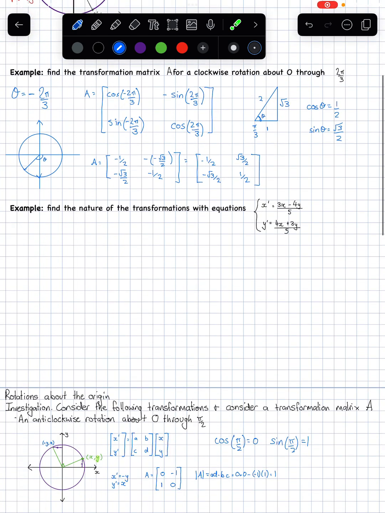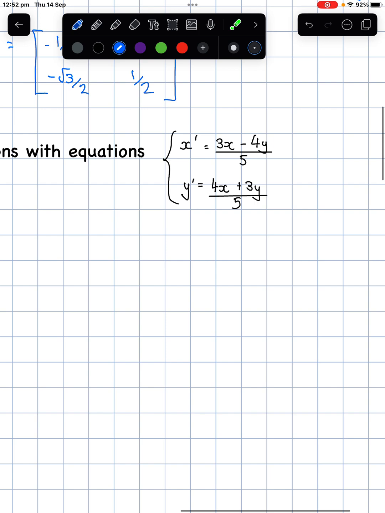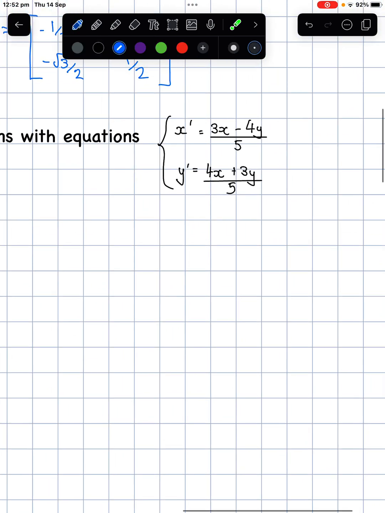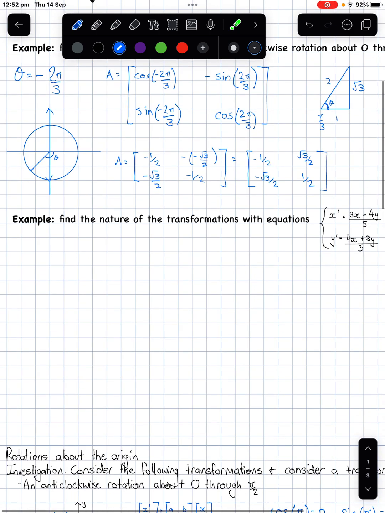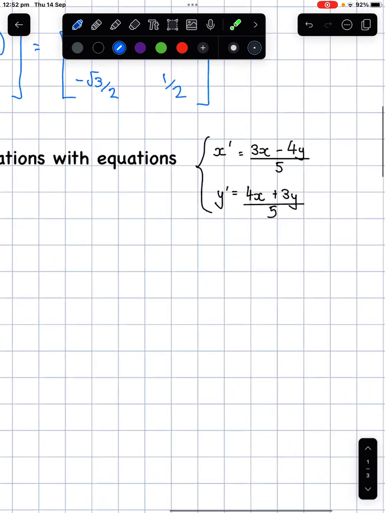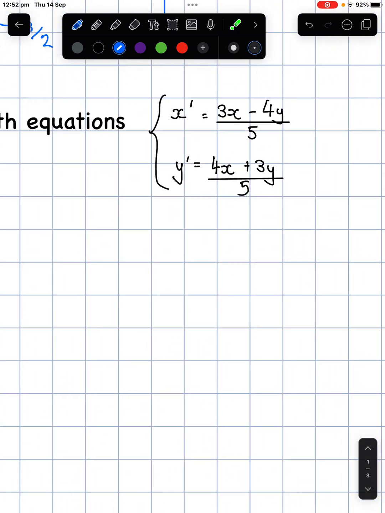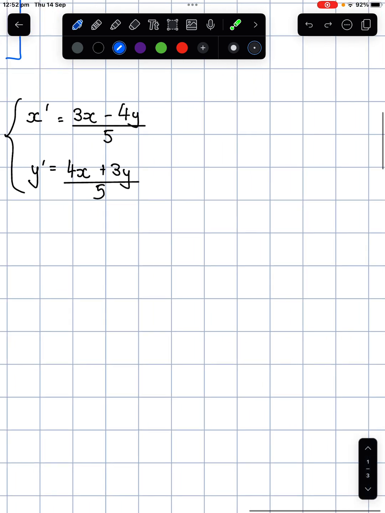All right, next little one, we're just going to quickly go through this just because I want to roll through some basic examples and move this. This one here, we're looking at another one. Find the nature of the transformations with this equation. So you've got to assume we're in rotations about the origin now, but later on we will have a lot of transformations up our sleeve. So I'm just going to change this to a nicer form for us.